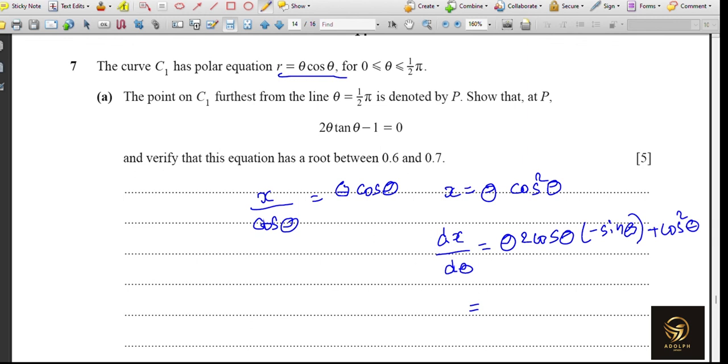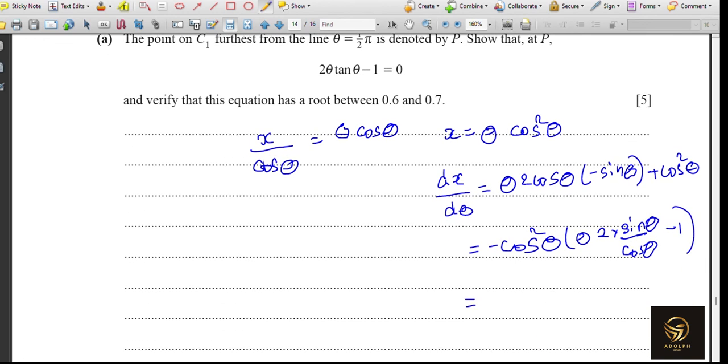If I take negative cos square theta outside, this term will become positive, because here you can see that only one cos theta is there. So if I take one more cos theta, it will become theta into 2 sine theta by cos theta, and since I have taken negative cos theta, this will become minus 1. And now negative cos square theta into this, 2 sine theta by cos theta is tan theta, so I will be getting 2 theta tan theta minus 1. And this is the value of dx by d theta.